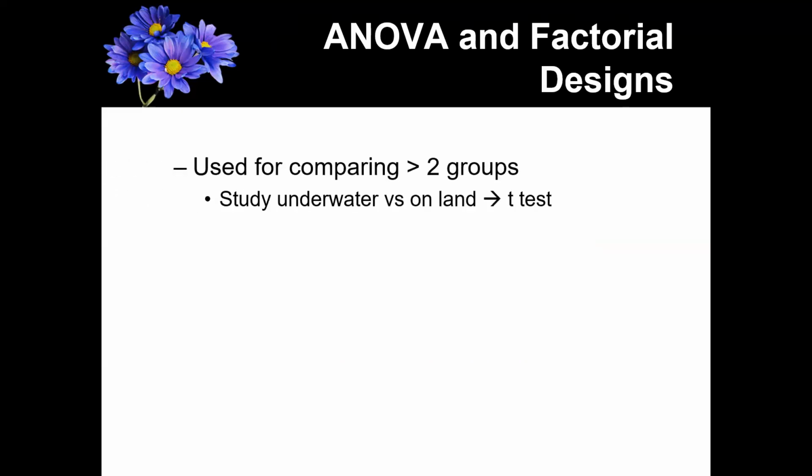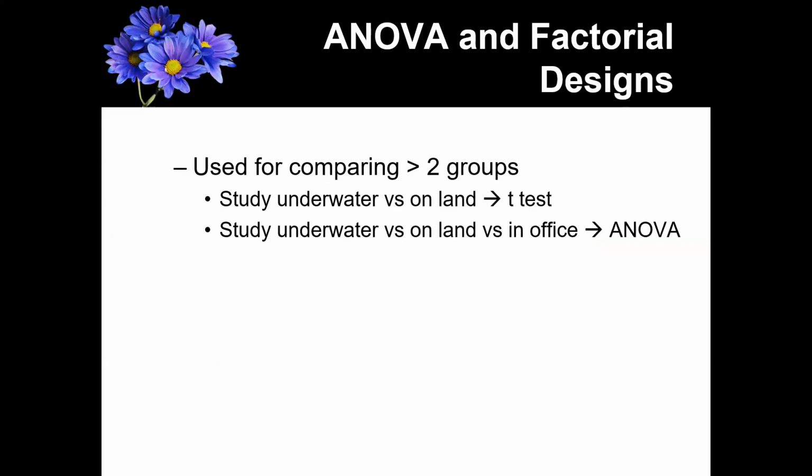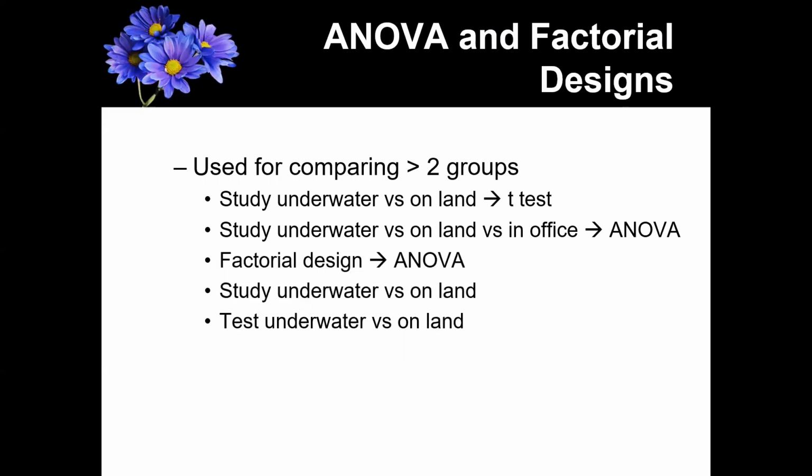If I were just, say, looking at one independent variable of studying underwater versus on land, I would use a t-test. Again, if I was looking at people studying underwater versus on land, say on the beach, versus in an office, I would use an ANOVA. And also, if I have a factorial design, meaning more than one independent variable, I'm going to use an ANOVA. Okay.